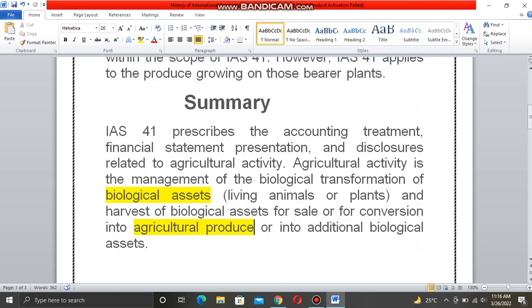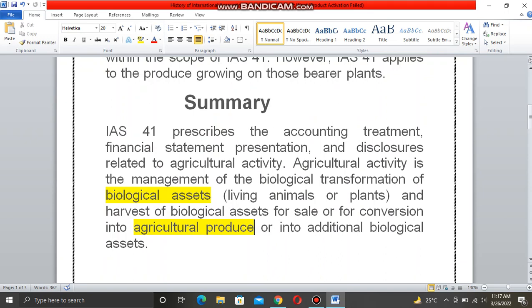Okay, so what is meant by biological assets? First of all, we are learning accounting for animals and plants. Obviously, in agriculture what we study is animals and plants, living animals and plants. Three terms are used in this standard which are very important: biological assets, agricultural produce, and inventory.